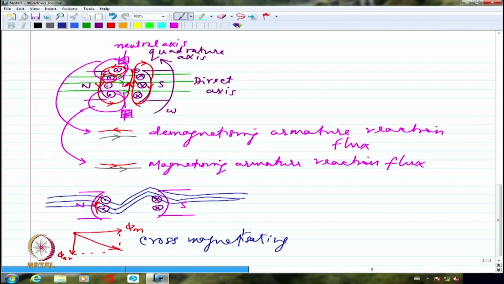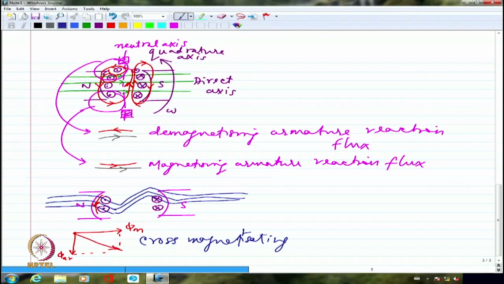At some point it is creating a magnetizing effect. So I should have seen an increase in the flux. But already I am operating close to saturation. So the increase will not be as much as what I expect it to be. The magnetizing flux will not be able to increase the flux.